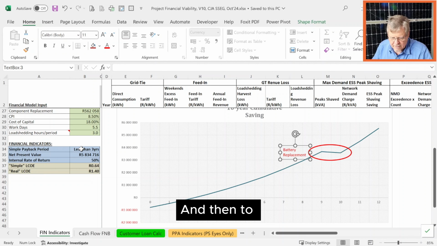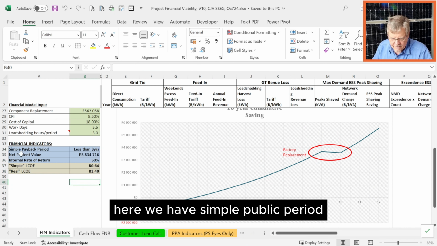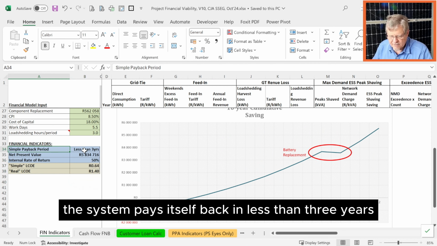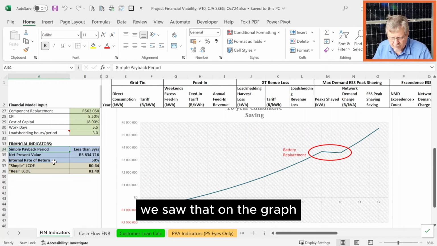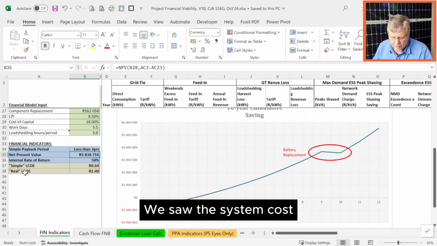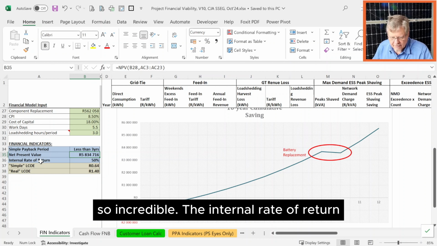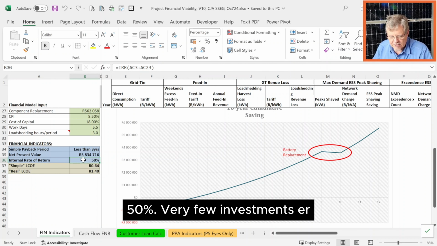Okay, and then to see the value of the investment in numbers, here we have simple payback period. The system pays itself back in less than 3 years. We saw that on the graph. The net present value is 5.8 million Rand. We saw the system cost now at just less than 1.2. Net present value at 5.8 million Rand, so incredible. The internal rate of return 50%. Very few investments make that sort of return.